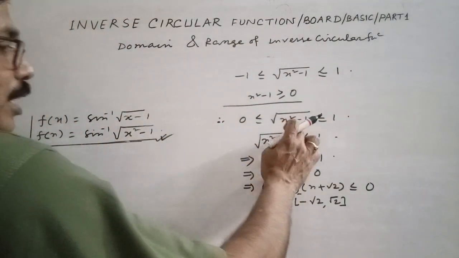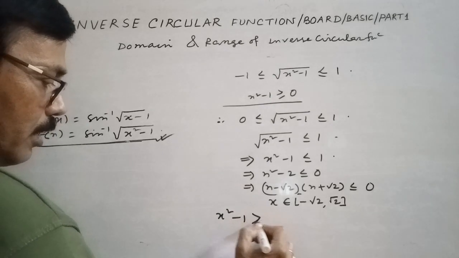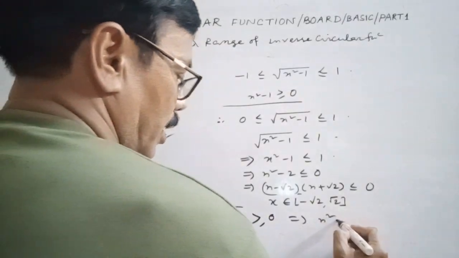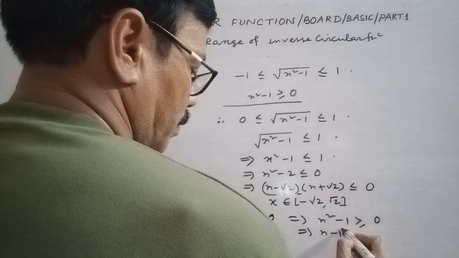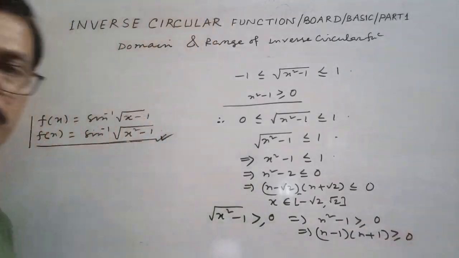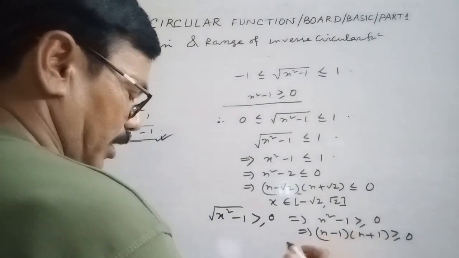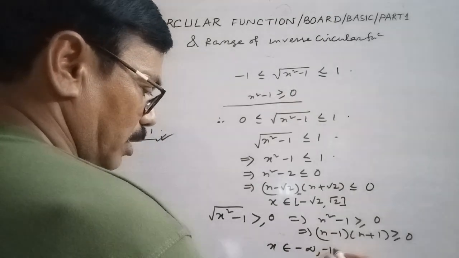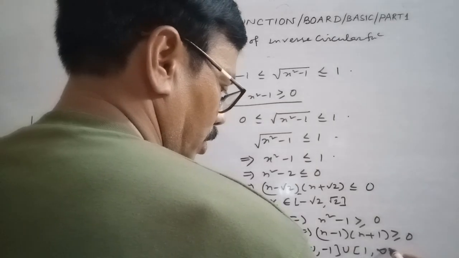Now you consider this part. x square minus 1 greater than or equal to 0. So this implies (x minus 1)(x plus 1) is greater than or equal to 0. So greater than means the values lie outside. So x belongs to minus infinity to minus 1 union 1 to infinity.